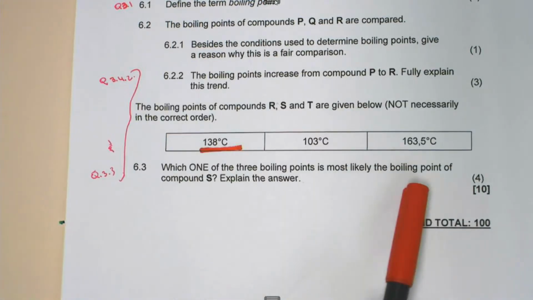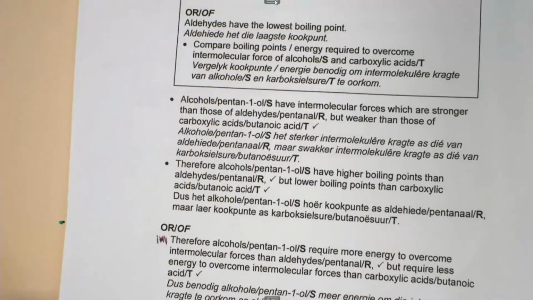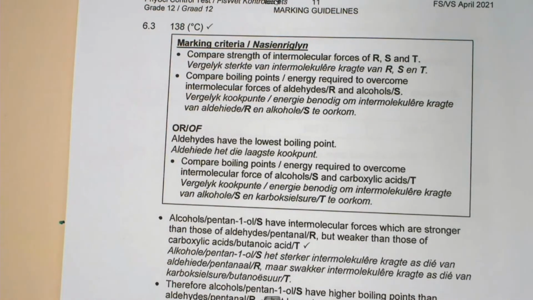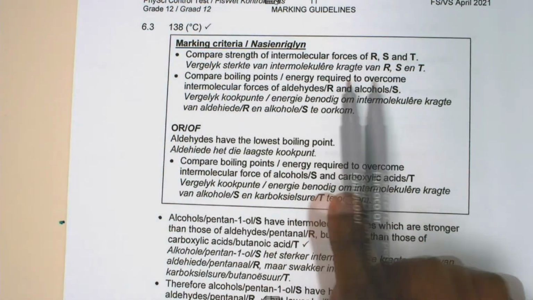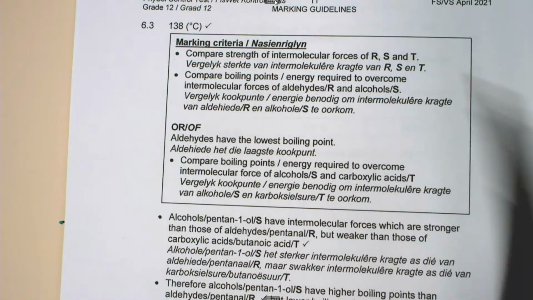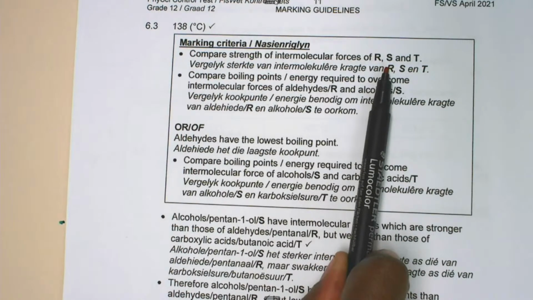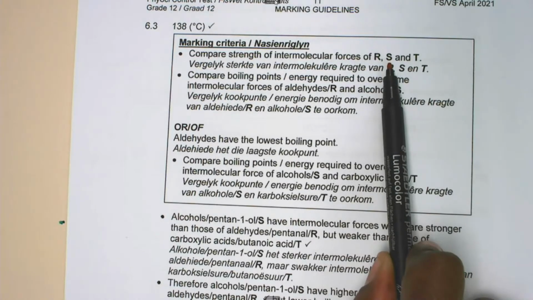So 1 mark for 138, and then for the explanation, explain the answer, it's 3 marks. Now, in their explanation, colleagues, let us check the criteria. The first mark for the criteria, the learner must compare the strength of all 3 of them. That's the second mark. And then for the third mark, the learner must compare the boiling point of R and S. And then for the fourth mark, the learner must compare the boiling point of S and T.